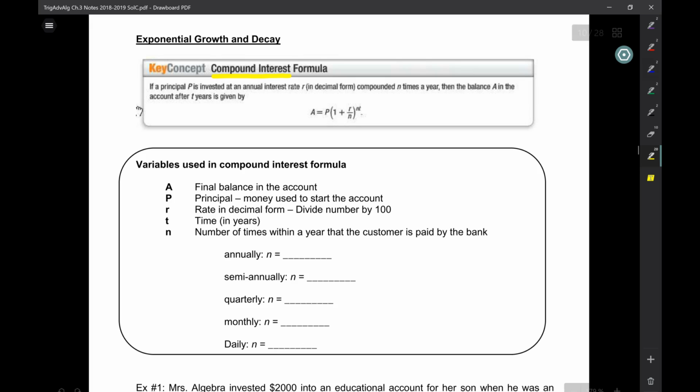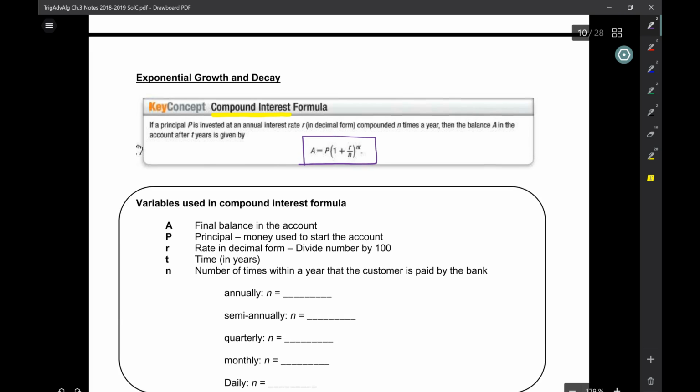So the formula for this is this. It's A equals P times 1 plus R over N, to the power of NT, okay? You've done this in algebra 2 or intermediate algebra. So let's talk about the variables used in this.